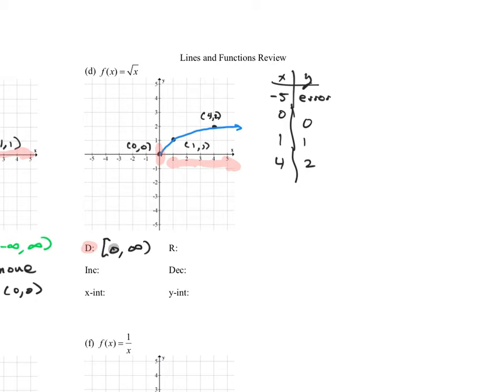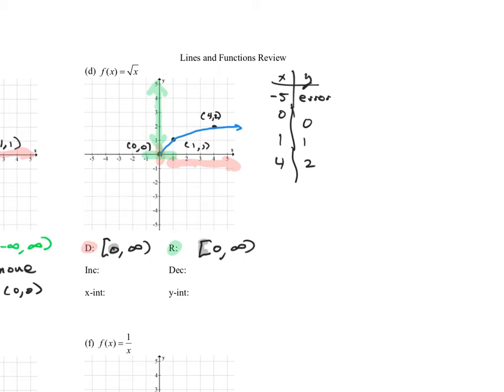Range asks me how far down and how far up do I go. So for the range, how far down do I go? Well, the lowest y value I see is y equals 0. How far up would this graph go? Well, if I went to the right, this would go all the way to infinity. So what's the range of this graph? Just like the domain, it's going to be bracket 0, comma, infinity.